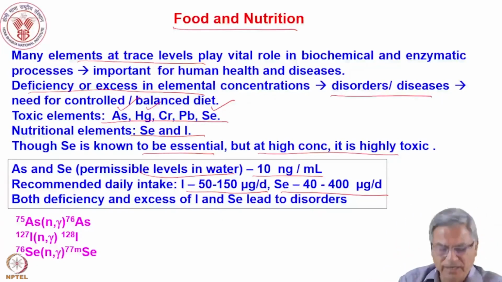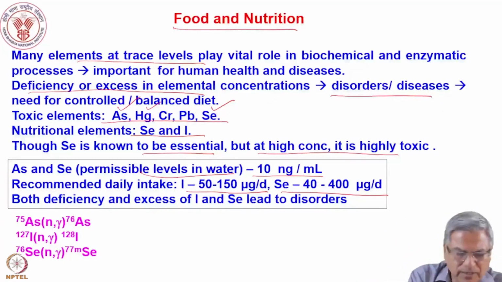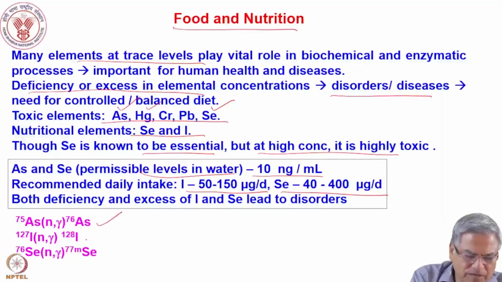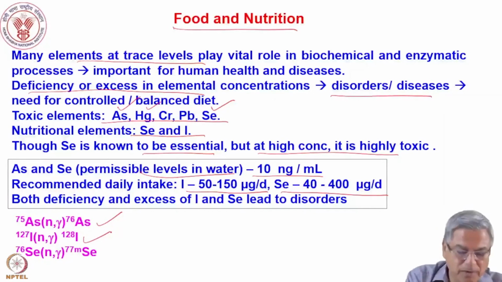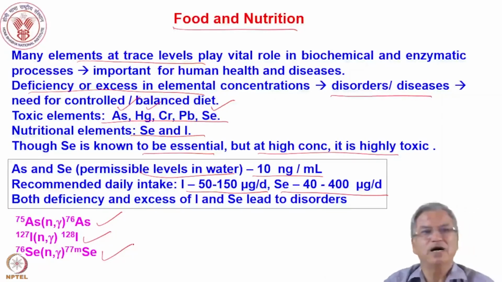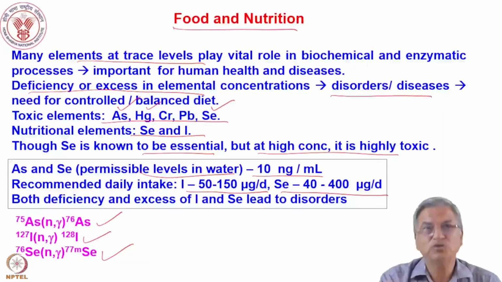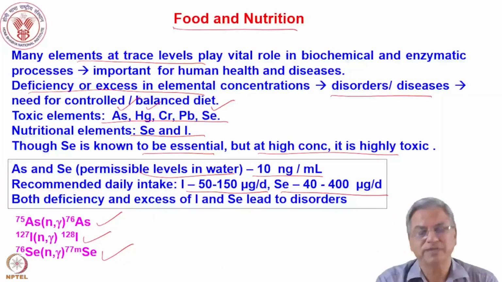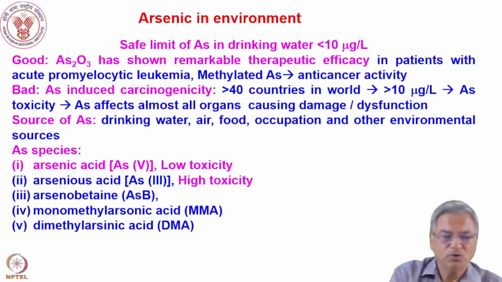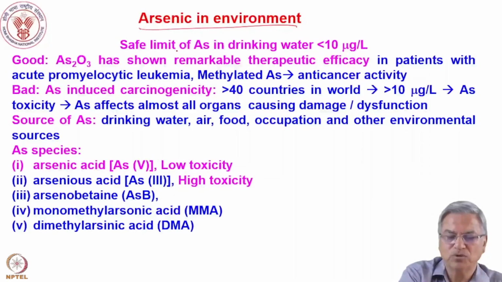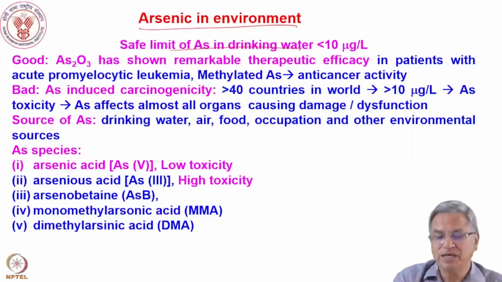So all the three elements are amenable to neutron analysis: arsenic 75 (n,gamma), iodine 127 (n,gamma), selenium 76 (n,gamma). I will give you some examples of activation analysis for these elements. So arsenic in the environment: there are safe limits for drinking water, less than 10 microgram per liter, ppb.